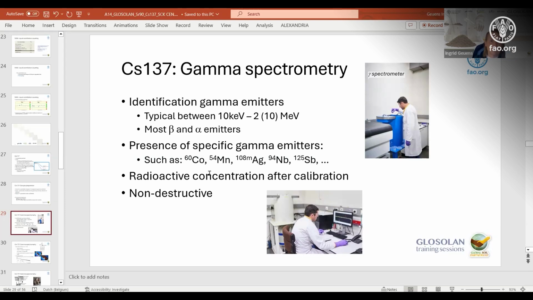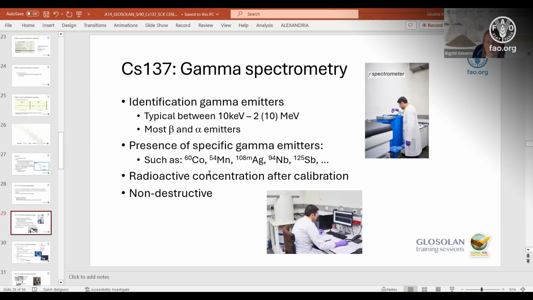It's typically used for gamma emitters between 10 keV and 2 to 10 mega electron volts, depending on the detector you have. Most of the beta and alpha emitters also have a gamma emission line. So most of our beta and alpha emitters can also be detected with gamma indirectly, not directly from the mother isotope, but most of the time from the daughter isotope.